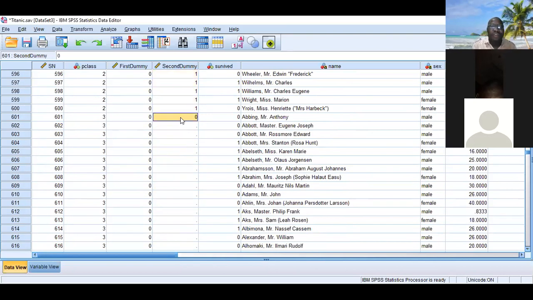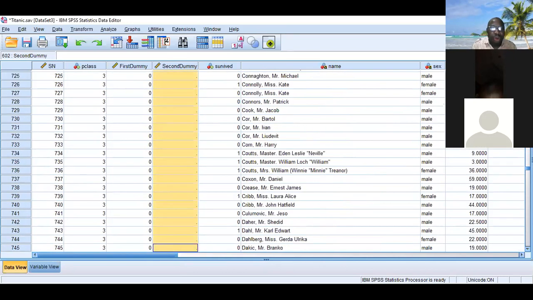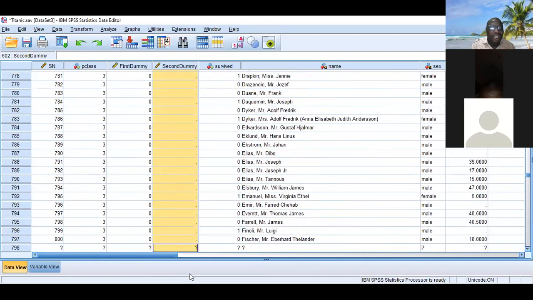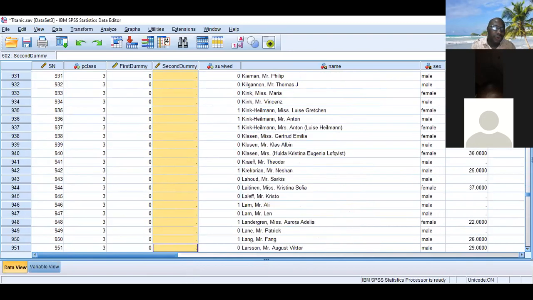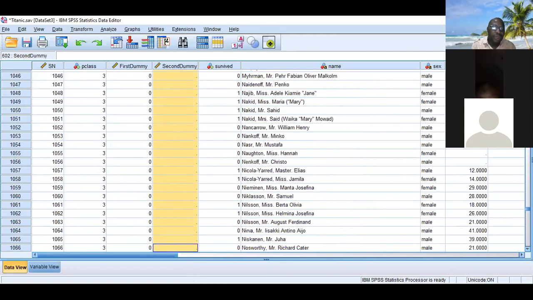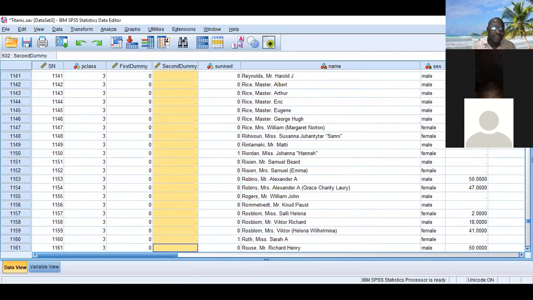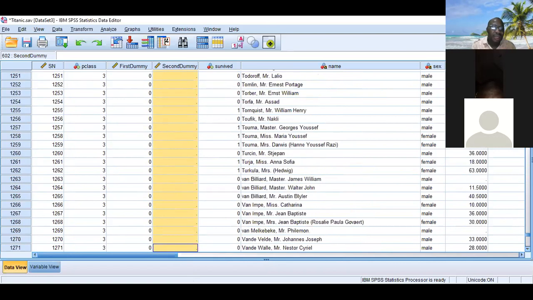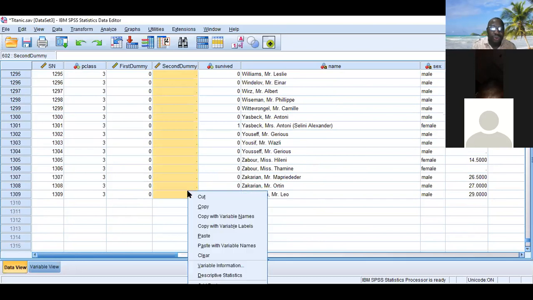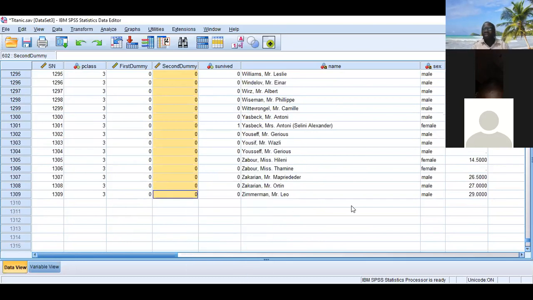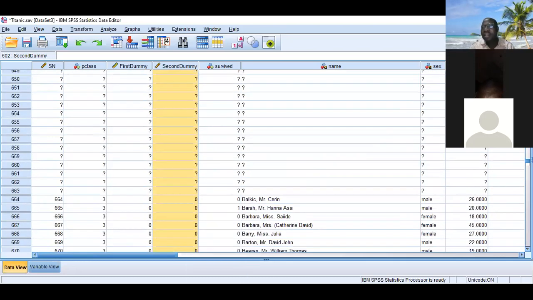So the implication is that in all the dummies you create, any category that is the reference category will be 0. The one chosen as the reference, because here in third class we chose it as the reference category. Anything under the third class will be 0 for the 2 dummies. That's all. That's how I created it.